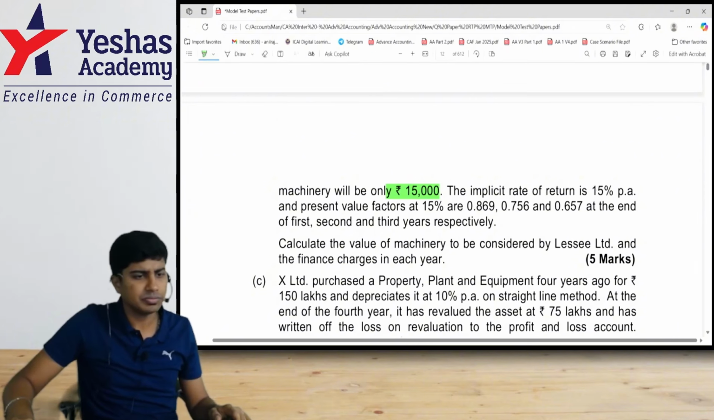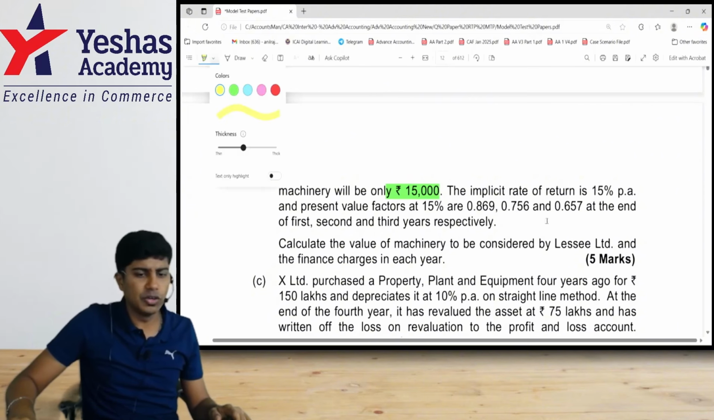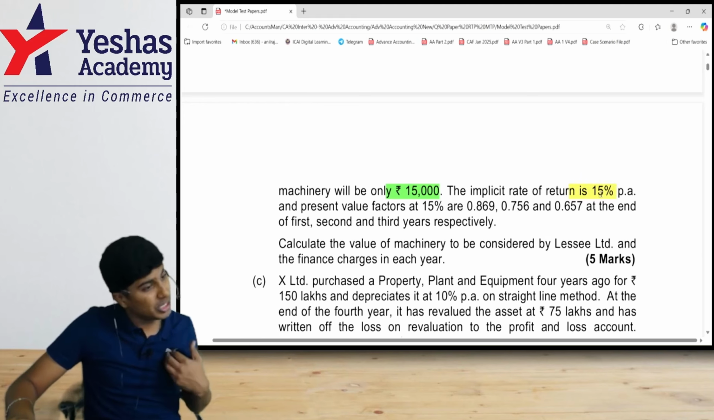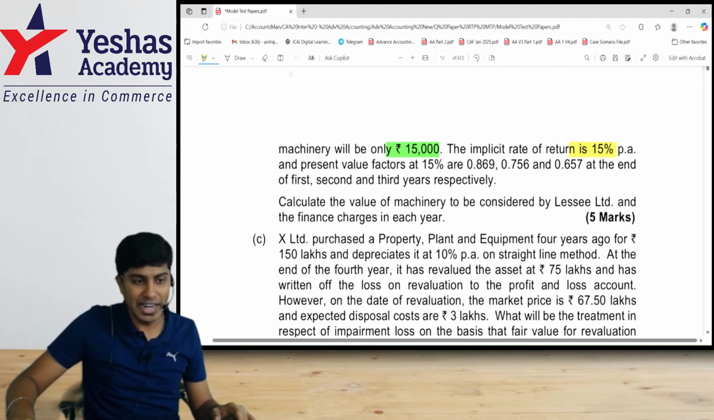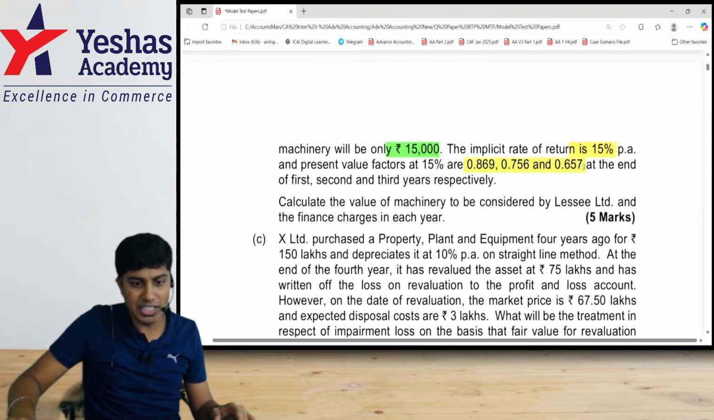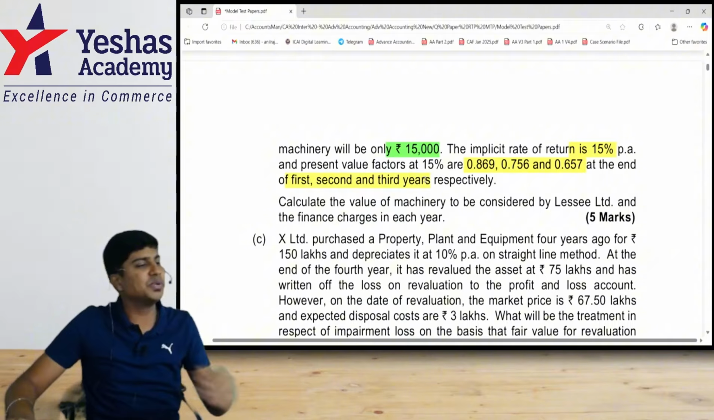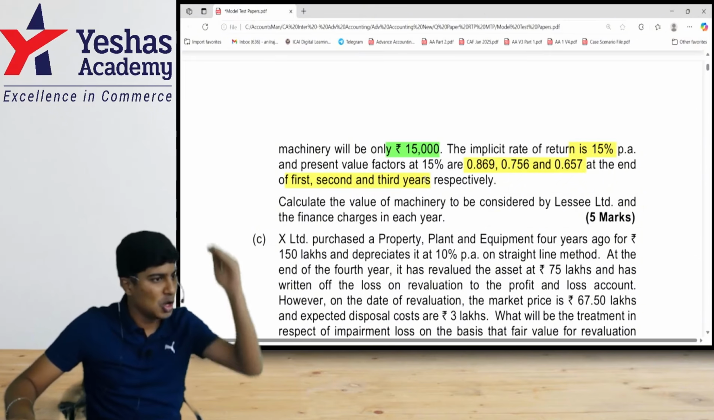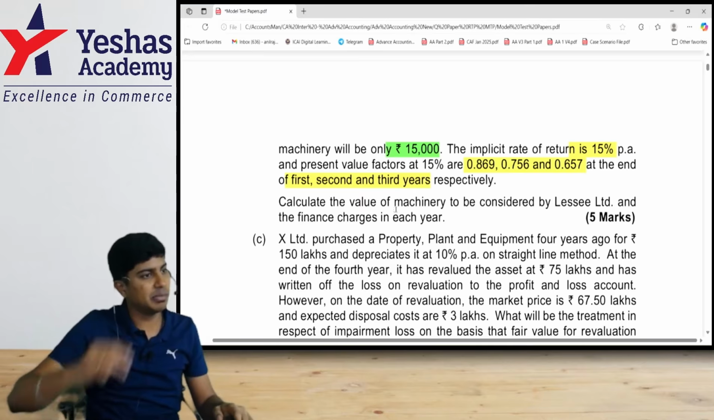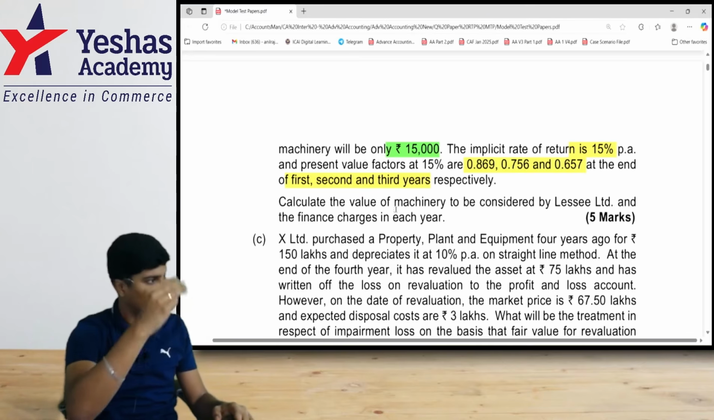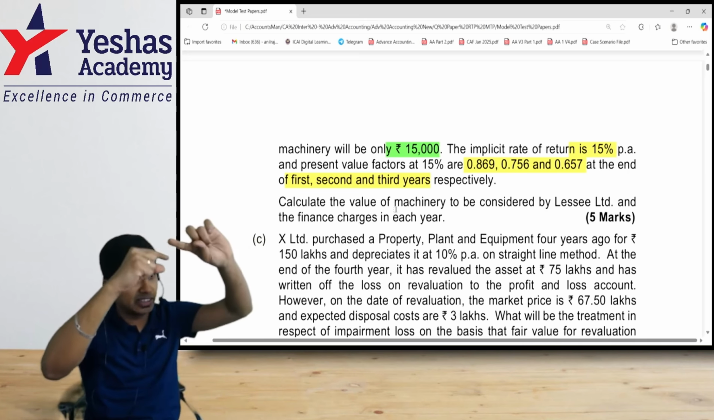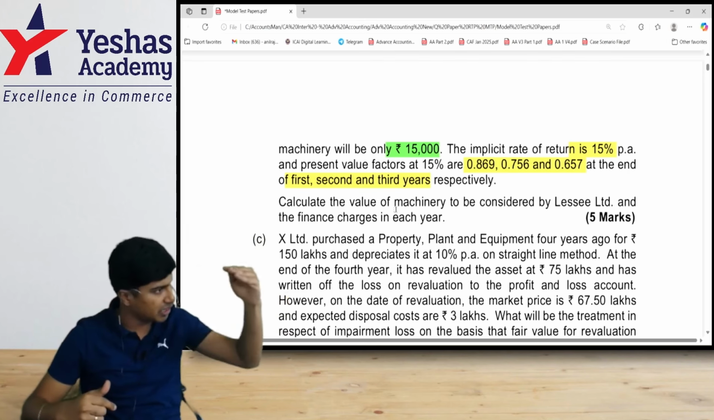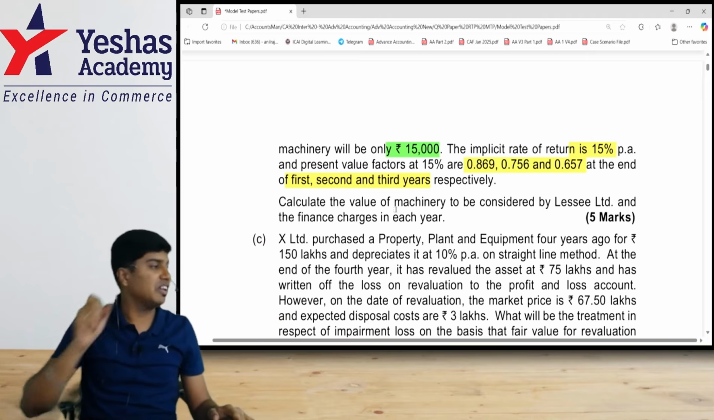Implicit rate of return is how much? Very good. IRR is 15. I need to discount the money that you will pay at 15%. I don't even have to do 1 by 1.15. Why? They have already given the factors: 0.869, 0.756, 0.657 at the end of year 1, 2, and 3. You got it? I can take annuity factor also. Why? 3 lakh is the same amount. No, consecutive and constant. Constant means first year 3 lakh, second year 3 lakh, third year 3 lakh. Consecutive: between first and second installment, time period 1 year, because between second and third installment, time period 1 year. So it is constant and consecutive. So I can take annuity factor.